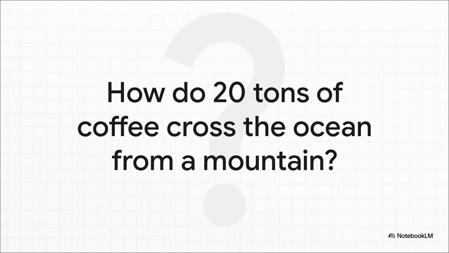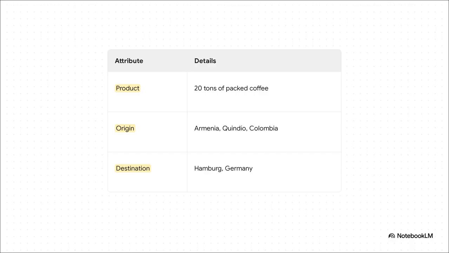This isn't just a thought experiment. This is the kind of stuff logistics pros solve every single day. So let's break it down. Here's our case file. The product? 20 tons of packed coffee. The origin? A place called Armenia in the Quindío region of Colombia. Now this is important. It's a landlocked mountain region. And the destination? Hamburg, Germany. We're talking about taking something from high up in the Andes and getting it all the way to a major European seaport. It's a heck of a journey.